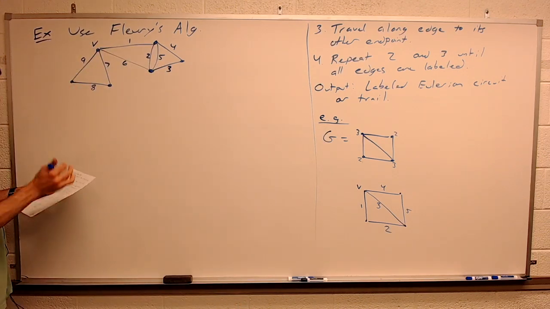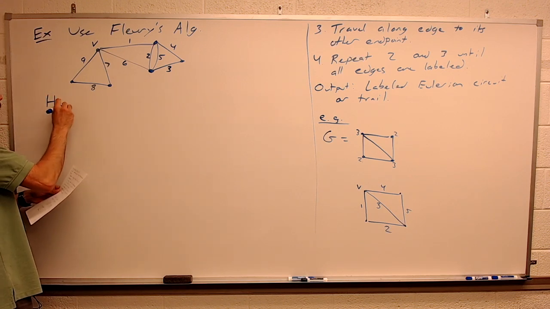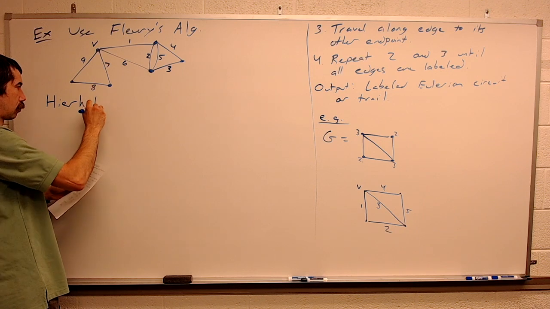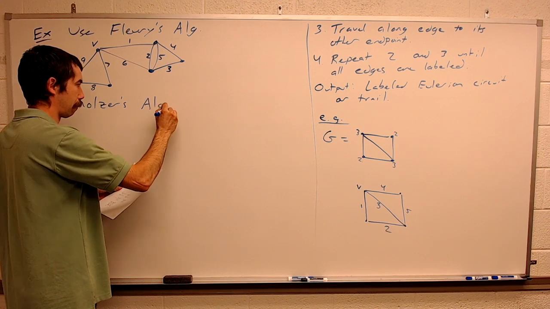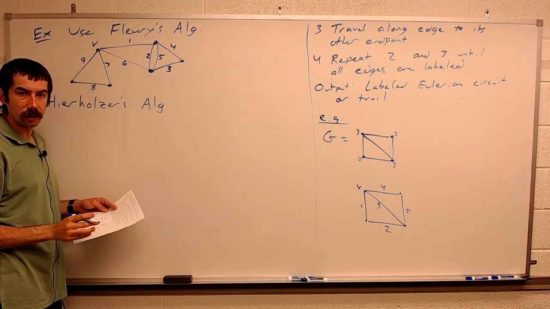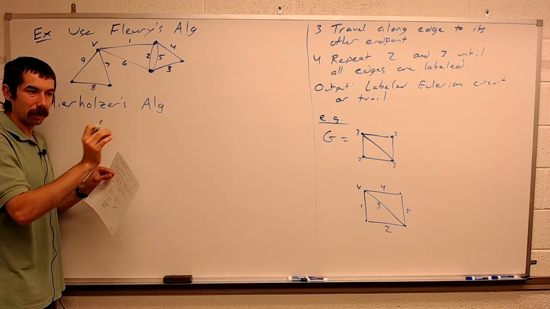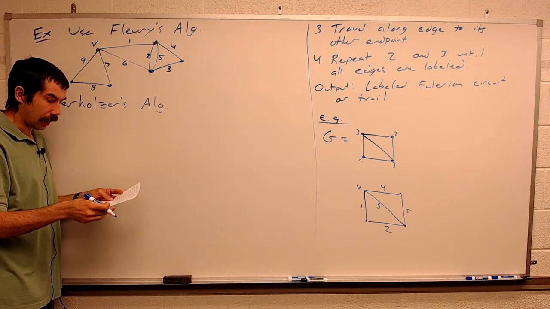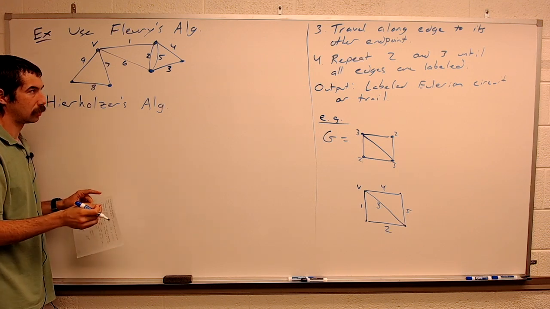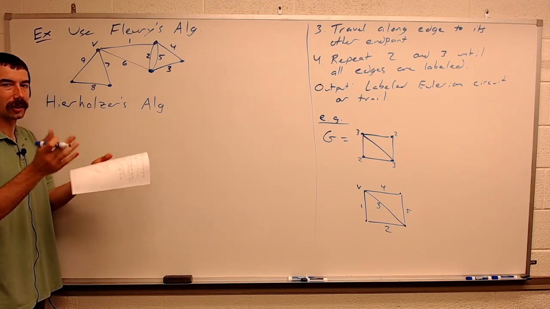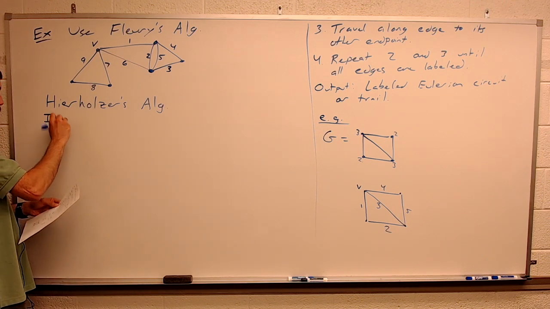So the next algorithm we're going to look at is Hierholzer's algorithm. The idea with Hierholzer's algorithm is we're going to basically start with a circuit, and we're going to glue circuits to our starting circuit to build a bigger circuit. All right, that's the general idea. We'll see an example, of course.